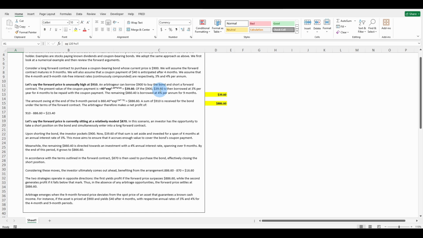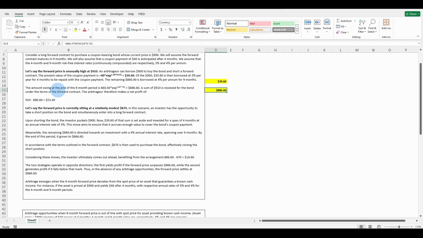An arbitrager can borrow $900 to buy the bond and short a forward contract. The present value of the coupon payment is 40 times e^(-0.03 × 4/12), which is 39.60. Of the 900, 39.60 is then borrowed at 3% per year for 4 months, to be repaid with the coupon payment. The remaining 860.40 is borrowed at 4% per annum for 9 months.